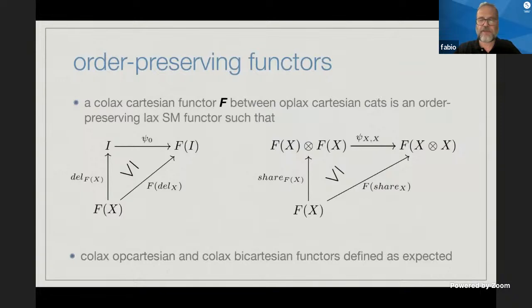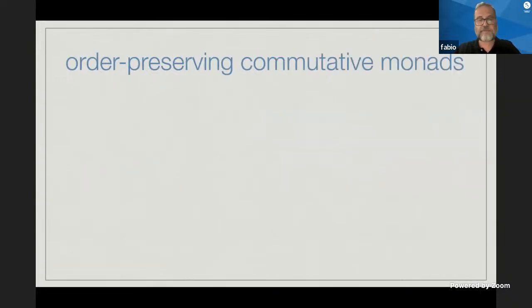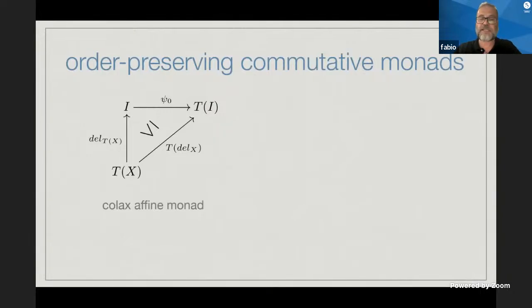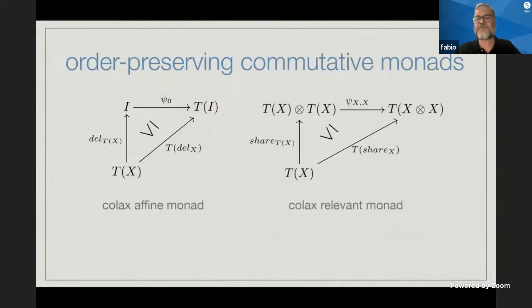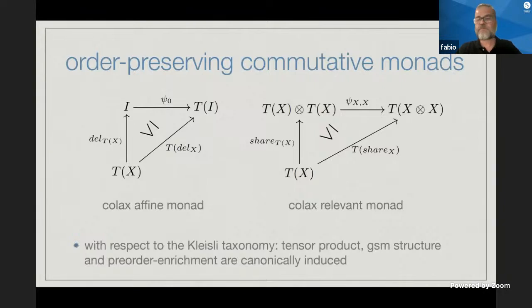Okay, very well. Then I can play exactly the same trick as before. This is an affine monad Oplax. It preserves somehow the deletion arrow, and this one is relevant. It preserves somehow the share arrows. Okay, very well. Everything lives exactly as before.